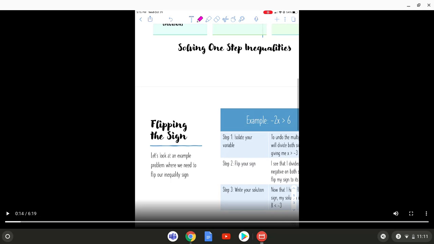Okay, so I'm going to take you through this and I'm going to show you an example because sometimes you will have to do what's called flipping your sign. And I'm going to show you how that works too. So I'm going to go through this really detailed example and then we're going to work through some example problems.